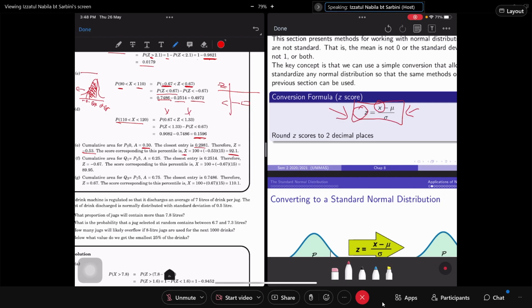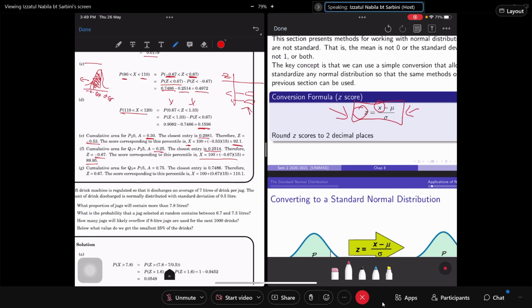Similarly, in question F and G, for F we want to calculate the first quartile, which is P25, percentile 25. So the area is 0.25. So the closest in the body of the table is 0.2514. Okay. So refer to what the value for the Z score is, negative 0.67. So once you have this, you convert it to X using the conversion formula and you get your X equals 89.95.